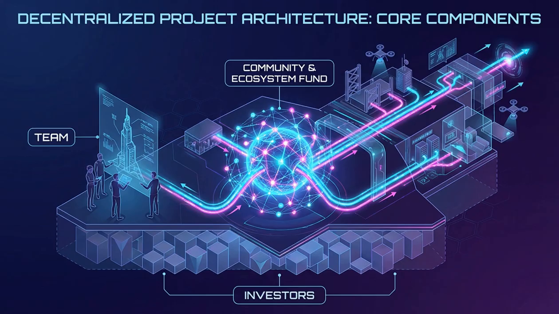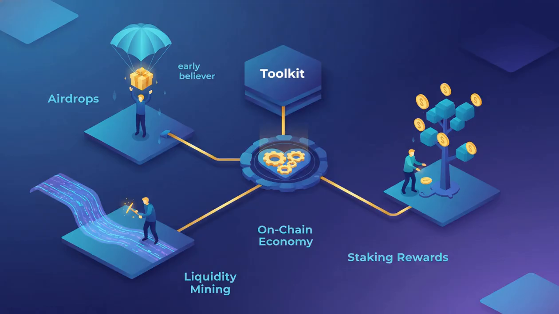Okay, now we arrive at what I truly believe is the engine room of any decentralized project, the community and ecosystem fund. If the team is the blueprint and investors provide the foundation, this is the power plant. What I like to see in this bucket is a really diverse set of tools. You've got airdrops, which are your way of rewarding your earliest, most loyal believers. You have liquidity mining and staking rewards. That's the lifeblood of your on-chain economy.